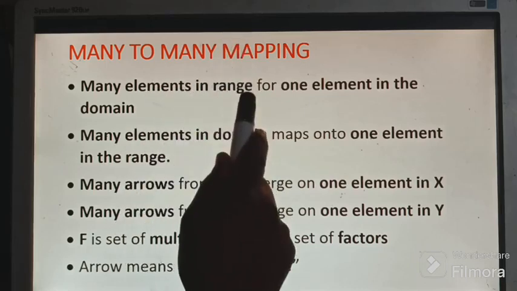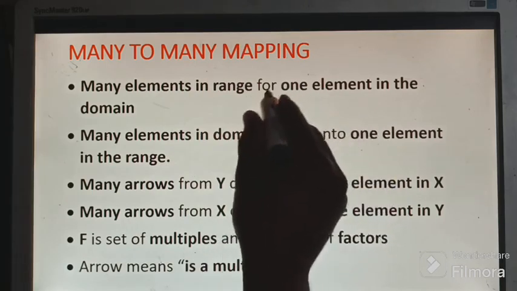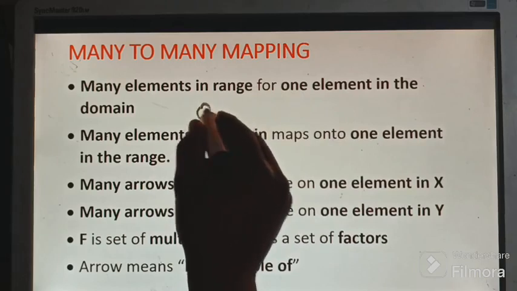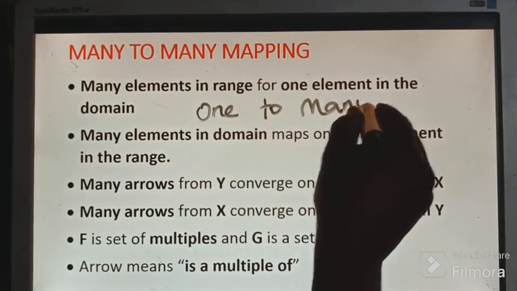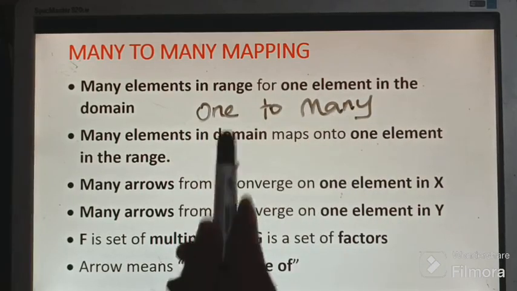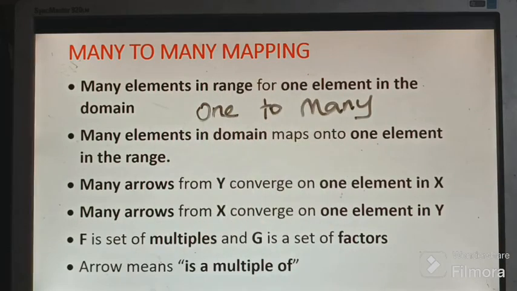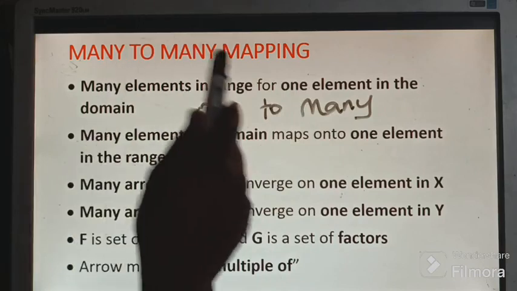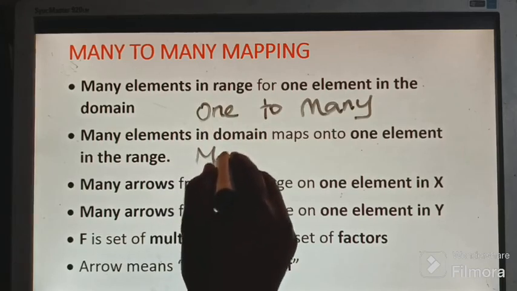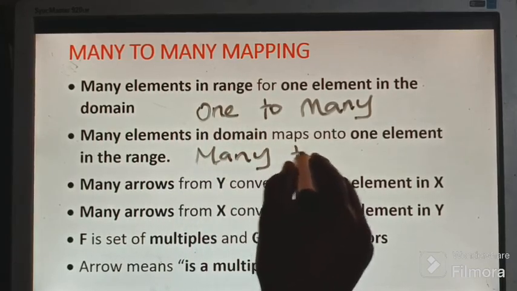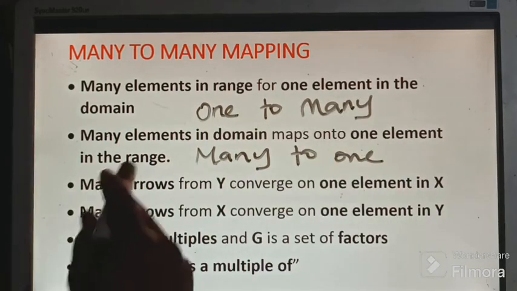Many elements in range for one element. So we have one, two, many. Many elements in range for one element in domain. Can I also remember many to many is many elements in domain. So we have many. Remember, always from the domain to one element in the range.